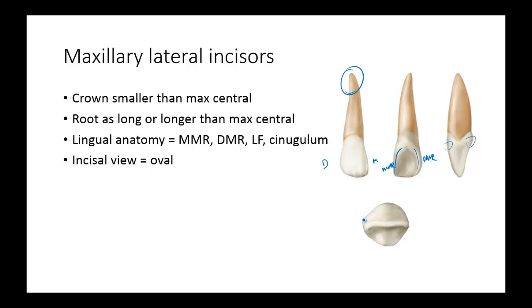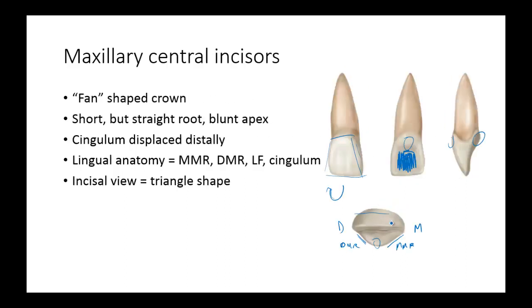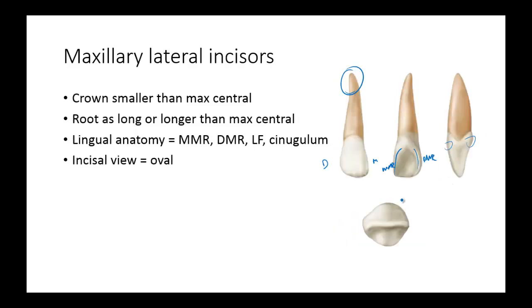So you can see here that the facial edge is much more rounded than the facial edge on the maxillary centrals, and so what that is going to give you is more of an oval shape because your facial lingual dimension is now much thicker than it was in the maxillary centrals. So you're going to have a nice oval incisal view, and also your cingulum is going to be in the center. In the maxillary centrals, the cingulum was distally displaced.